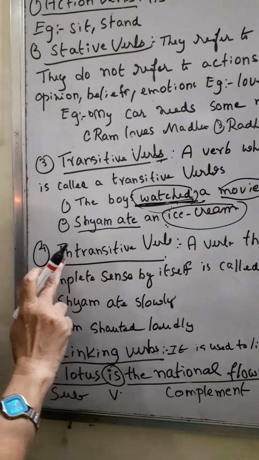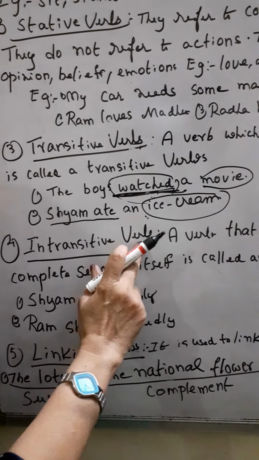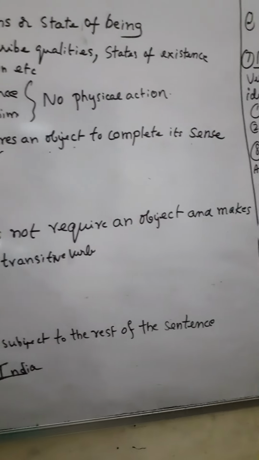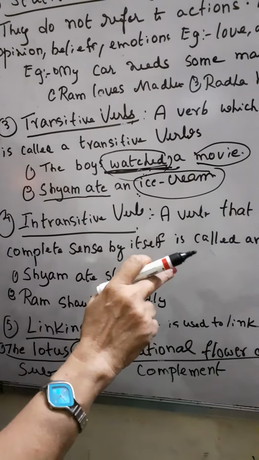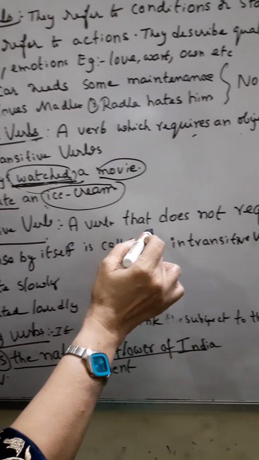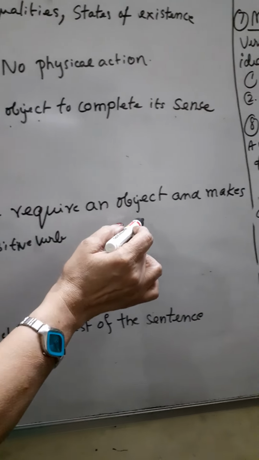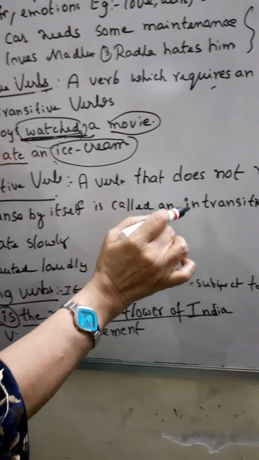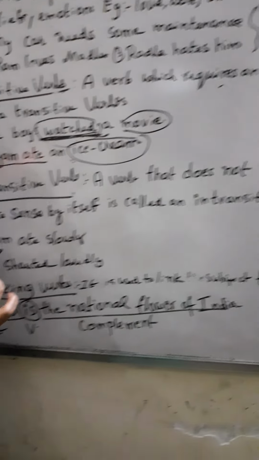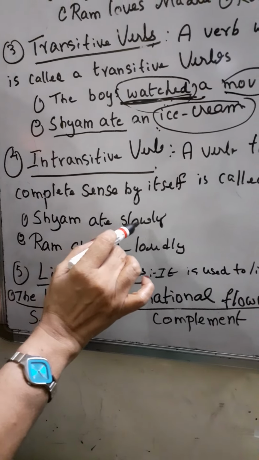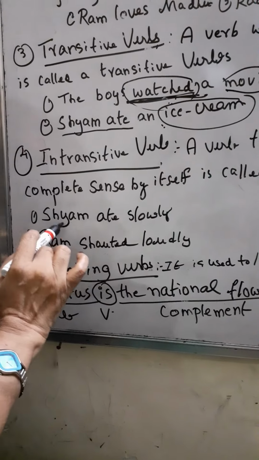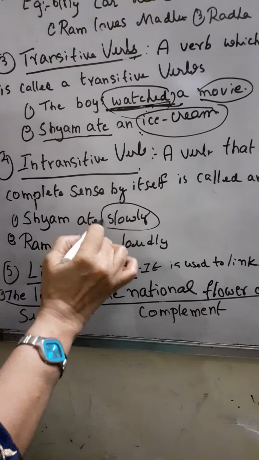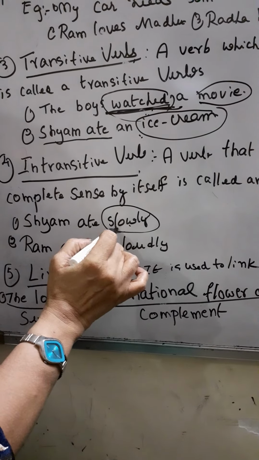Now our next verb is intransitive verb. A verb that does not require an object and makes complete sense by itself is called the intransitive verb. For example, Sham ate slowly. Now see, Sham ate. Even if you don't say slowly, it will make sense.